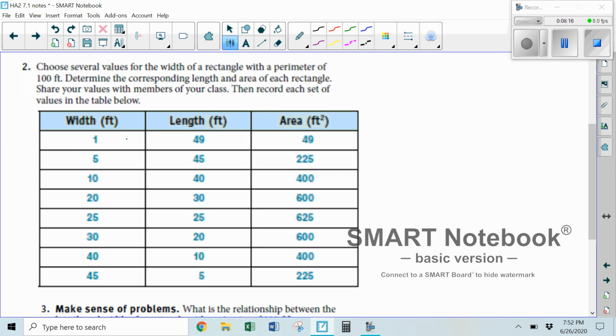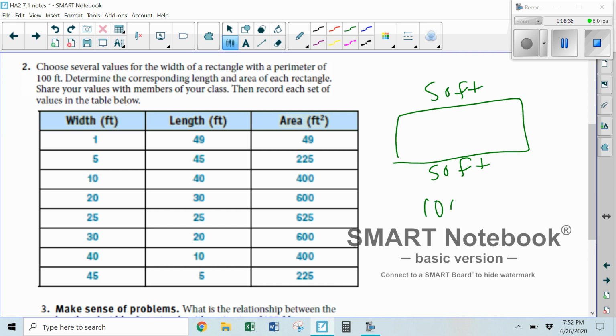So they started at 1. They didn't go up by the same amount each time, but they went up to about 45 for the width. Let's say they went to 50. If they had a width of 50, and this has to be 50, how much is that already? That's already 100 feet, and we didn't even have anything here. So we know that 50 is too big. That's why they only went to 45. They could have gone up a little higher, just not quite to 50, anything under 50.